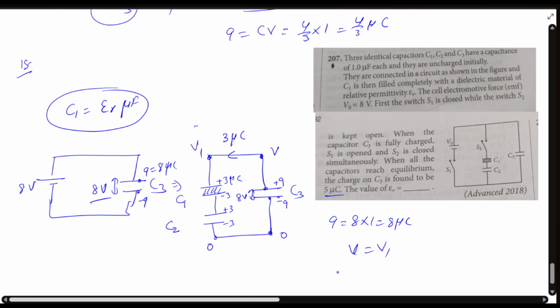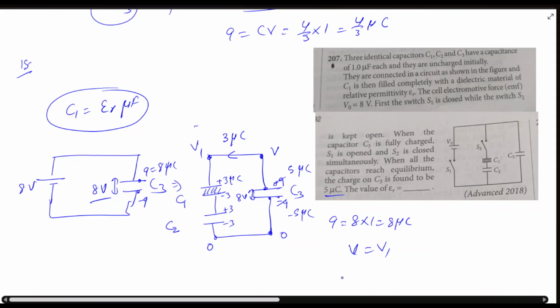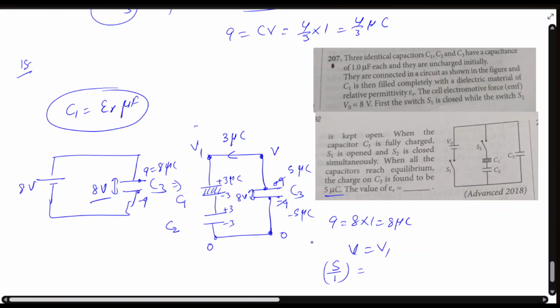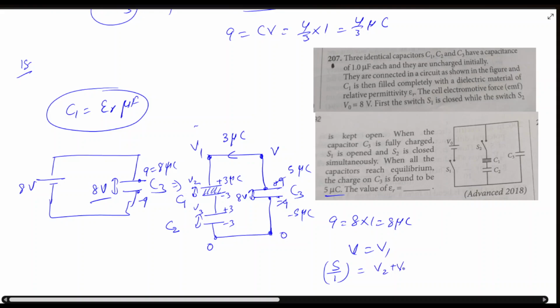So let's first find V. The new charge is 5 microcoulomb, right? So first find the potential for this. It will be Q upon C, so 5 upon 1. Yes, so across this, the potential is 5 upon 1. Now across this, the potential must be the sum of these two. Let's say this is V2 and this is V3. So this will be V2 plus V3.